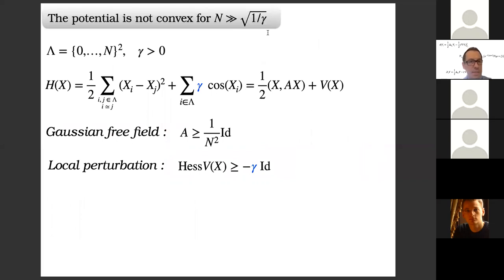then the potential is no longer convex, and one cannot use Bakry-Emery estimates, because this Gaussian part is only bounded from below by identity times a prefactor decreasing like 1 over n squared. Instead, this interaction part, or this potential, has a Hessian which is always strictly negative.